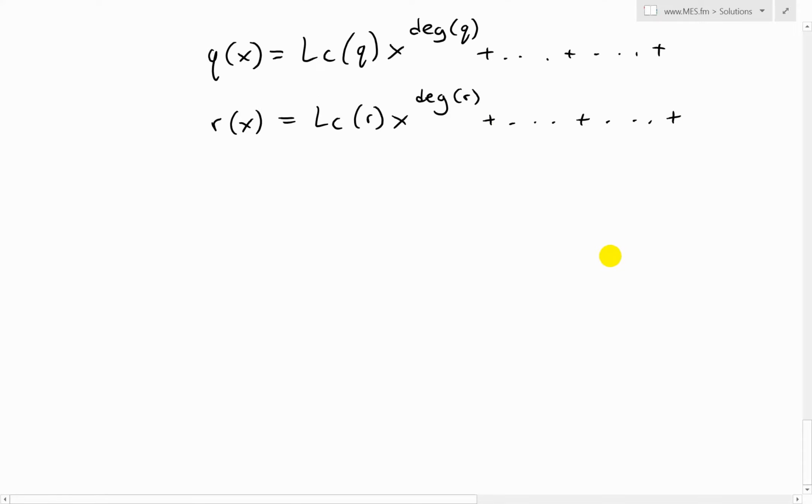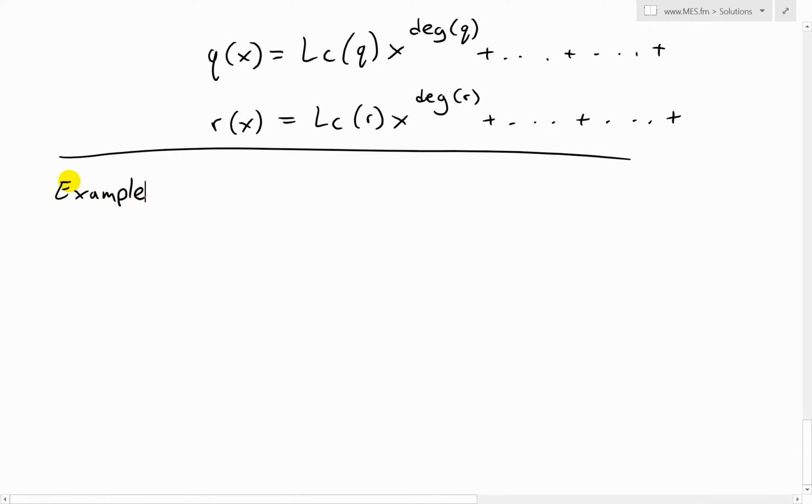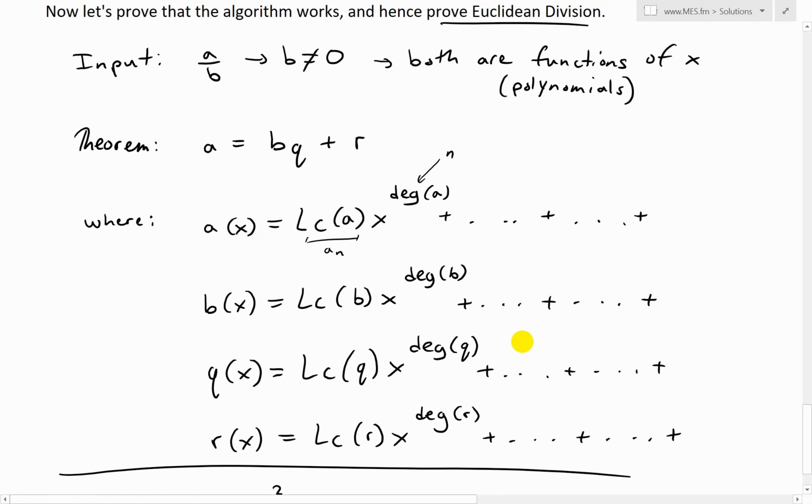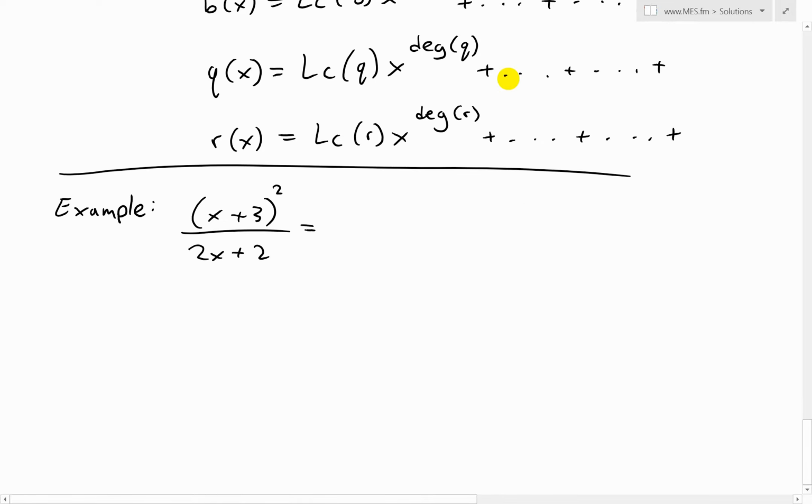Before I get to the algorithm, let's first look at an example of long division to illustrate it. Later, once I prove the algorithm, I'll revisit the same example and do it using the Euclidean division algorithm. So for long division, let's say we had the polynomial (x plus 3) squared divided by 2x plus 2. First we could just expand this, writing it in the form we are used to.